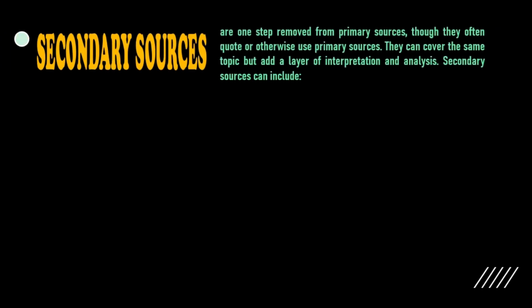Next, secondary sources are one step removed from primary sources, though they often quote or otherwise use primary sources. So let's say, for example, it was gathered from a primary source, then of course it can be considered a secondary source. They can cover the same topic but add a layer of interpretation and analysis. So, for example, if the interview or the data was already analyzed by an author or a writer, that is now considered a secondary source. Okay? Please see the difference.